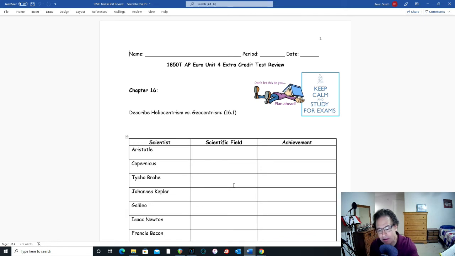And then we move on to Tycho Brahe. Tycho Brahe was a Danish astronomer. He spent years at an observatory just collecting data. He used this data to create the Rudolphine tables. This data, however, could not be reconciled to heliocentrism as it was understood at the time.